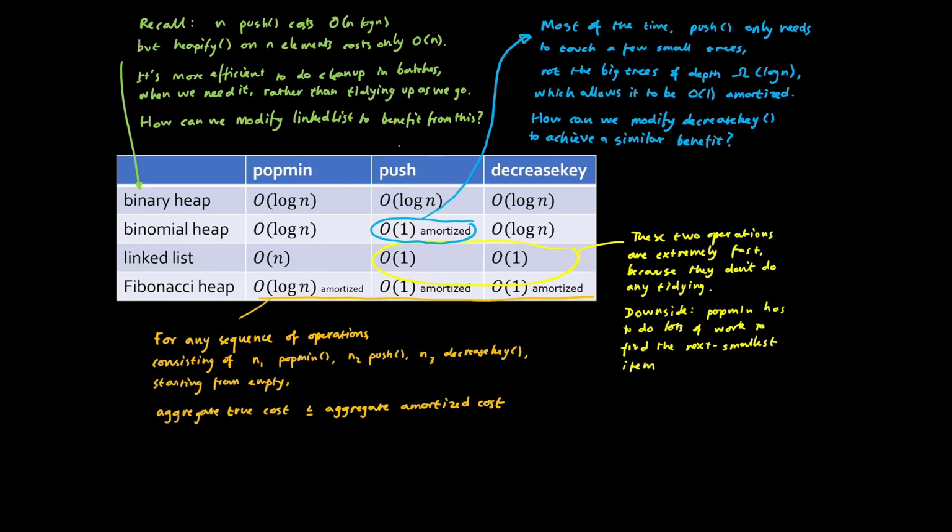And here, the aggregate amortized cost of those three operations is just n1 O of log n plus n2 O of 1 plus n3 O of 1, which we can simplify to O of n1 log n plus n2 plus n3. Just a quick remark, n here is the number of items in the data structure. Obviously, if we start from empty, as we've said we do, n is less than or equal to n2.